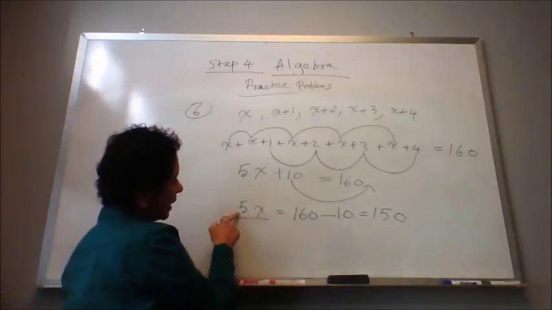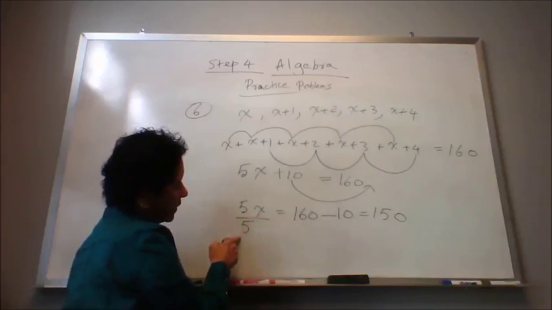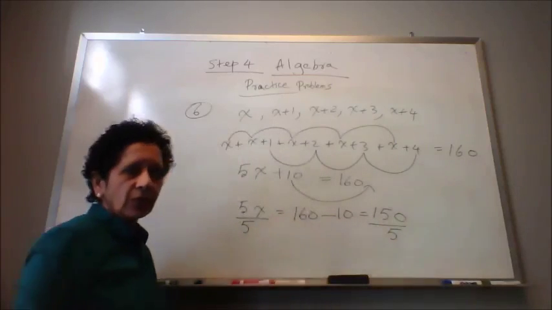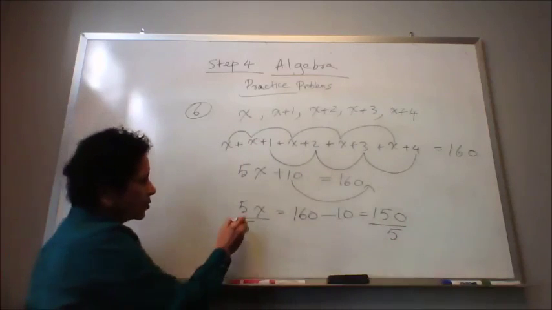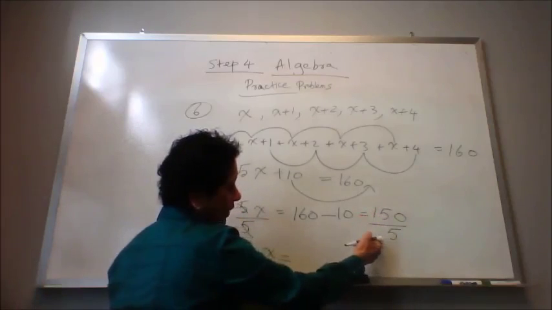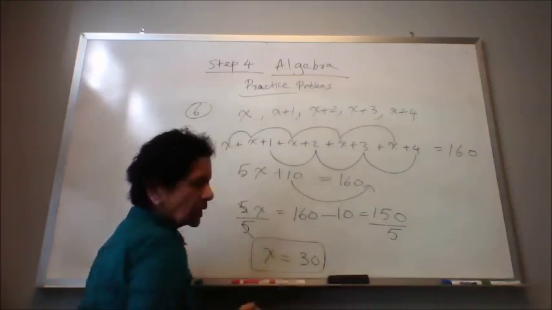Now I don't want the 5, I just want x. So I need to divide by 5. Then to be fair, I need to do the exact same thing to the other side, right? Now this gets canceled, so I have x. x equals 150 over 5. So that is 30. So x equals 30.